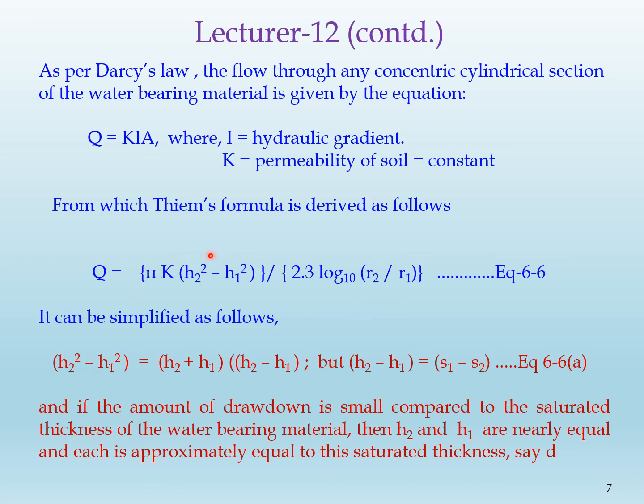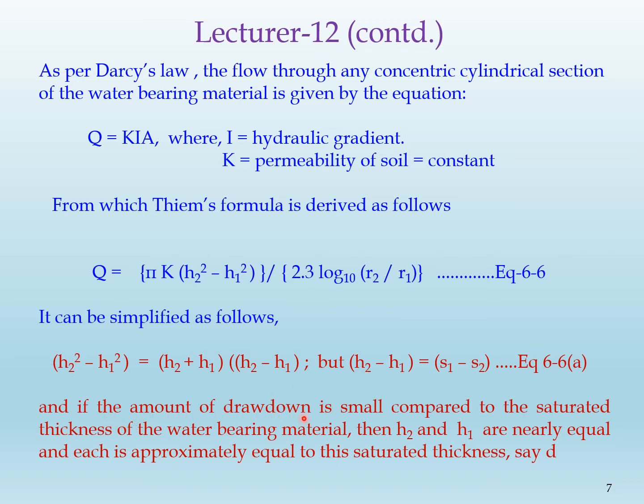And in this equation, the term H2 square minus H1 square can be simplified as, we know, H2 plus H1 into H2 minus H1. And this H2 minus H1, that means the difference of static head, can be written as the difference of drawdown, which is equivalent to S1 minus S2. And it can be written from the experimental setup of the unconfined aquifer in observation well 1 and observation well 2.